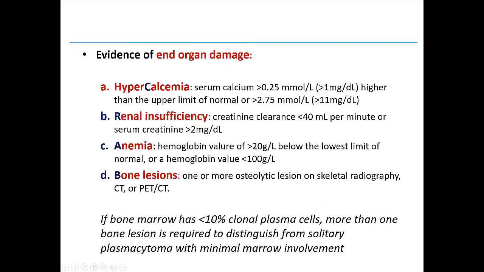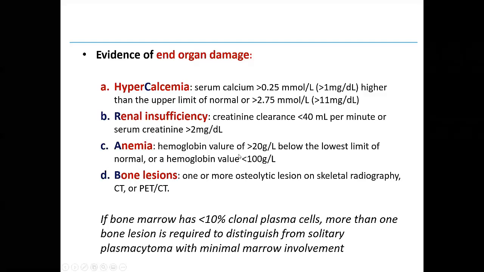CRAB. Now, what is this CRAB? Evidence of end organ damage. That means the end organ damage has to be by the plasma cells. Now, C of the CRAB is for hypercalcemia, that is more than 11 milligram. Renal insufficiency, R: creatinine clearance is less than 40 ml, and serum creatinine is more than 2 milligram. Then we have anemia of CRAB: hemoglobin is less than 10 grams.